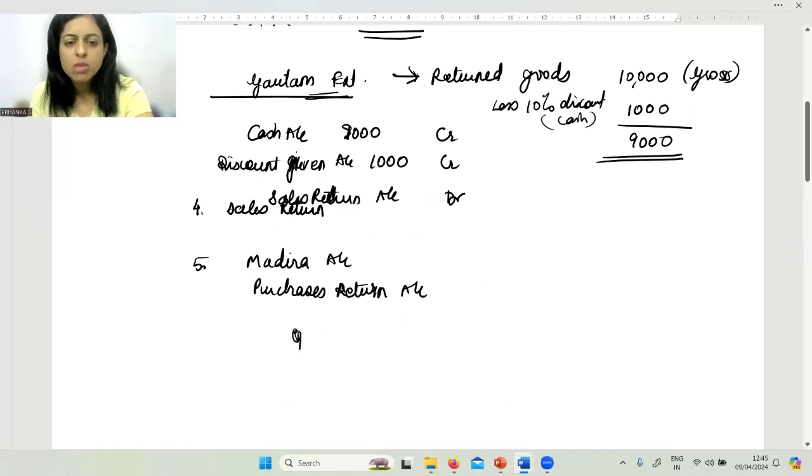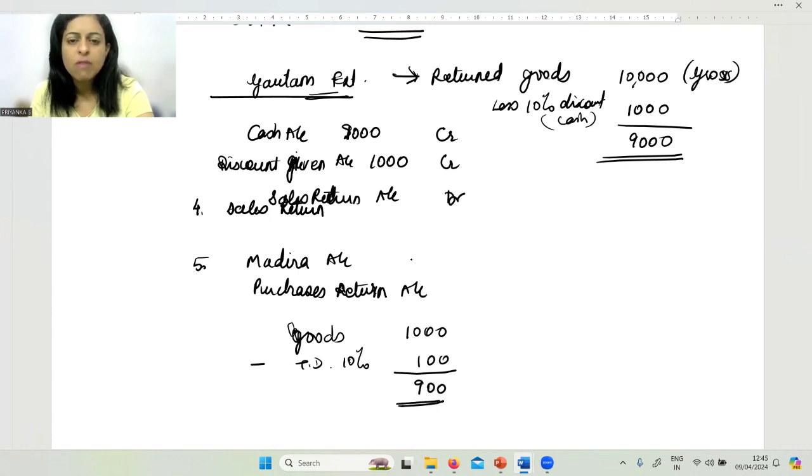So goods, I'm just putting here for your reference, goods worth how much? 1000 were returned, less trade discount, which we had claimed earlier, 10%, 1000 on 1100. So finally 900 rupees is what we will have to get from Mandira, right? Goods worth 900 is something which we are returning.